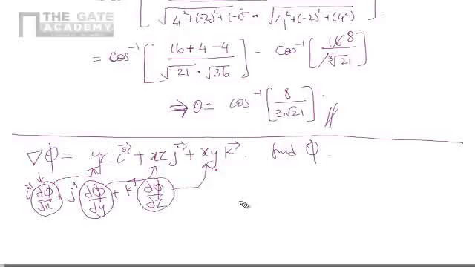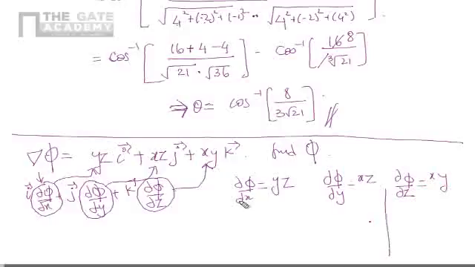So the moment del phi is given, we know that dou phi by dou x is nothing but yz. Dou phi by dou y is nothing but xz. Dou phi by dou z is nothing but xy. Now I have to integrate this. Correct. See, dou phi by dou x is yz. So dou phi is nothing but yz dou x. So if I integrate this, I will get phi.